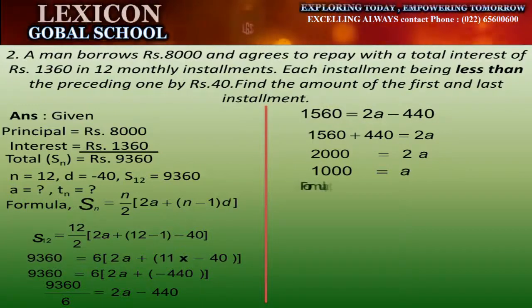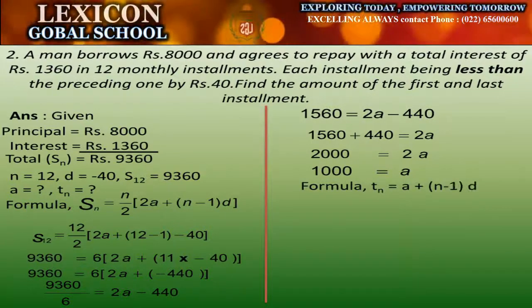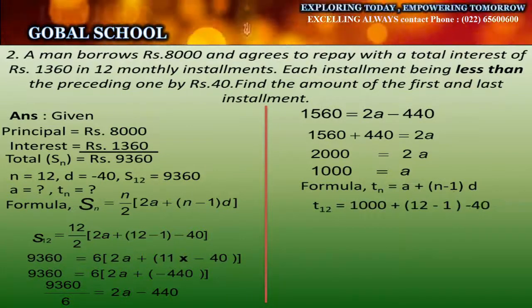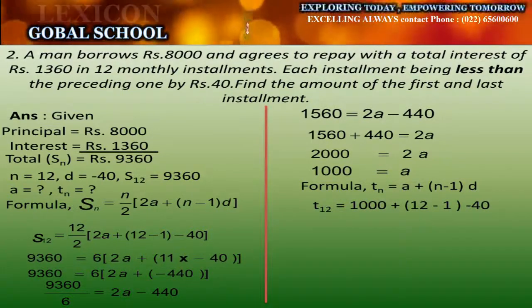Therefore, T12 is equal to 1000 plus 12 minus 1 into minus 40.